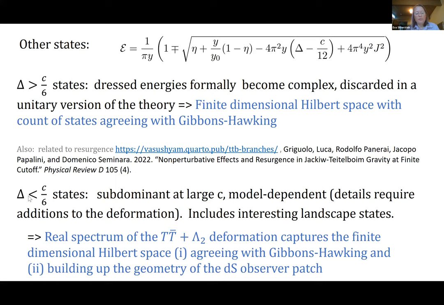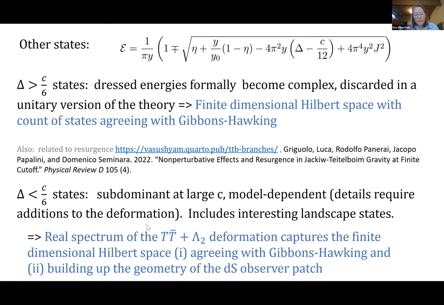States below this energy level are model dependent, and they depend on the bulk matter. So we'll defer the discussion of those till we incorporate the local bulk matter. In this simple theory, they do whatever they do, but they're highly subdominant in the entropy.